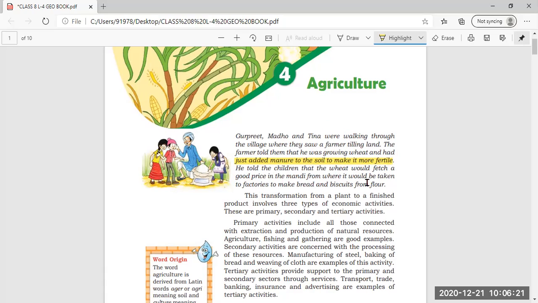So he told the children that the wheat would fetch a good price in the mandi, from where it would be taken to factories to make bread and biscuits from flour. Now he is explaining to the children that this wheat he is growing on the field will give him a good price when he sells it. From the mandi, the big market, it will be taken to factories for making bread and biscuits from the wheat flour. Flour means गेहूं का आटा.